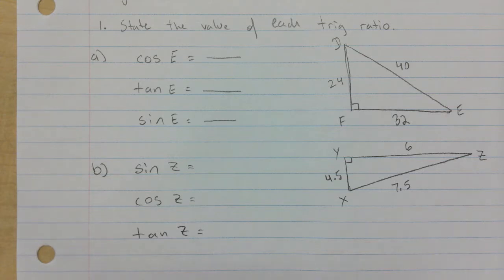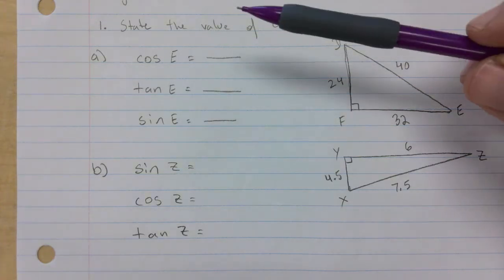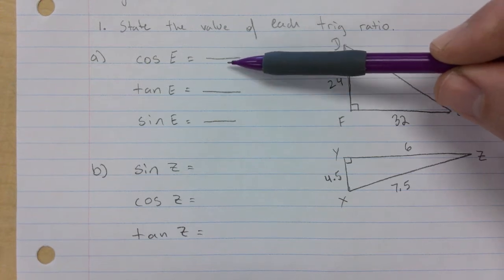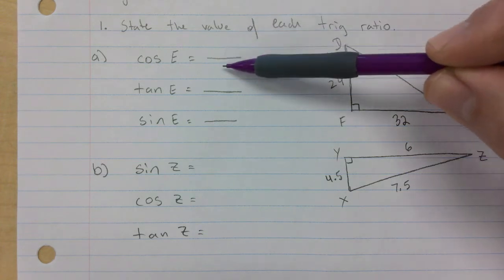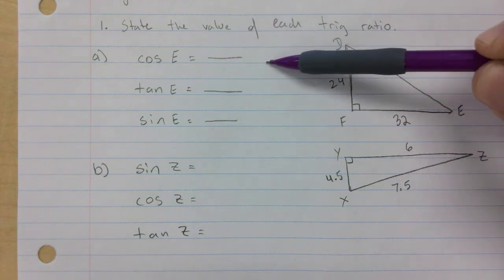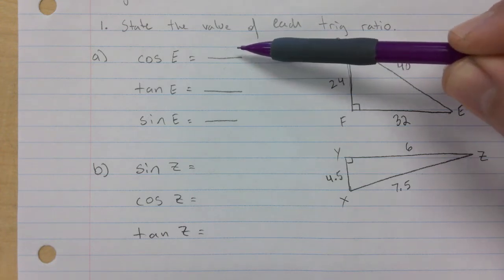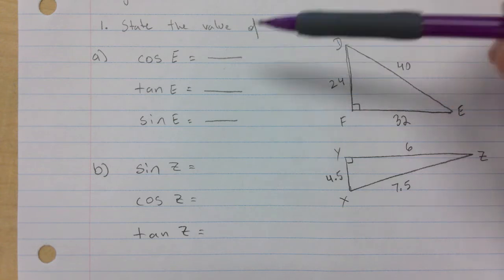Yes, Francis. Did you raise your hand? Just the ratio, yeah. That's a good question for everybody, okay? Sometimes it will just ask you for the value of each trig ratio. So you just write it like two numbers here, but you could also write it as a decimal if you'd like. Unless I tell you to write it as a decimal, just leave it as a fraction, okay?